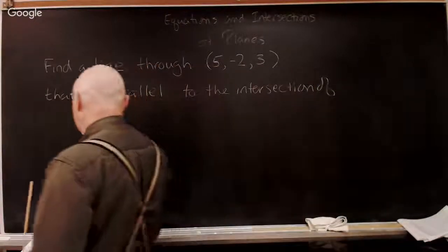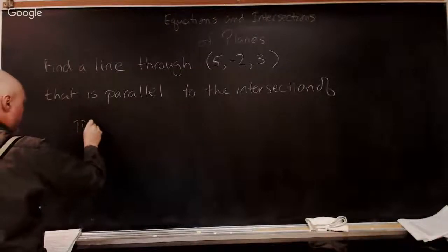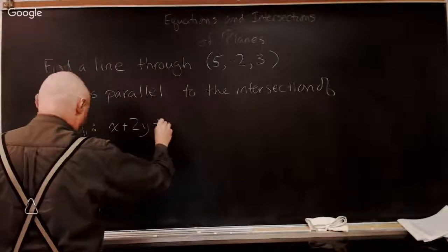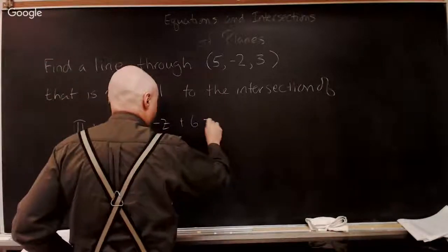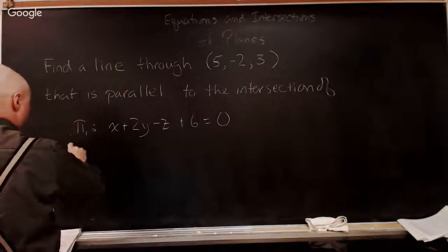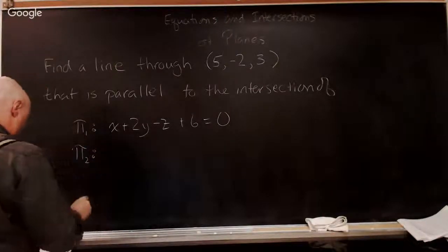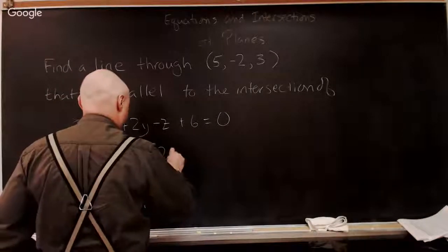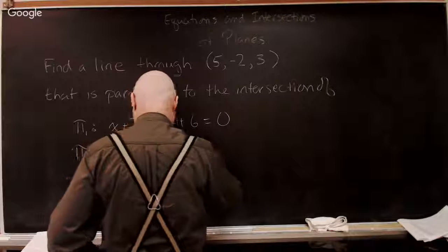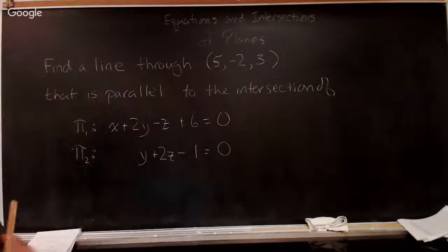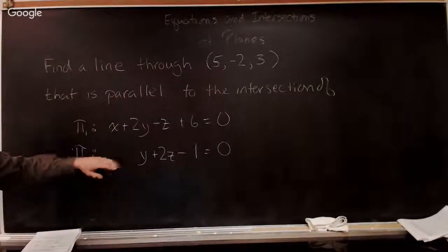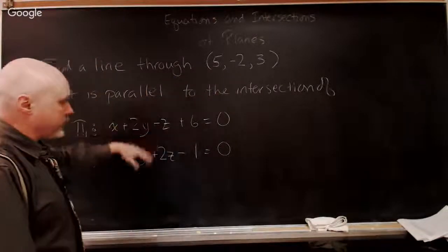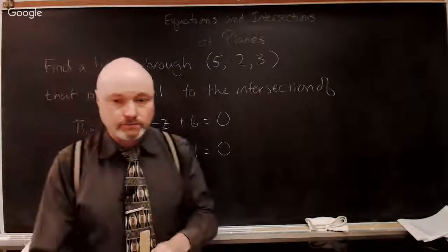of two planes. So plane 1 is given by x plus 2y minus z plus 6 equals 0. So there's my first plane. And pi 2, which is y plus 2z minus 1 equals 0. Okay, so there are my two planes. We want to find a line that's going to pass through 5, -2, 3. And we want it parallel to the intersection of these two planes. All right.